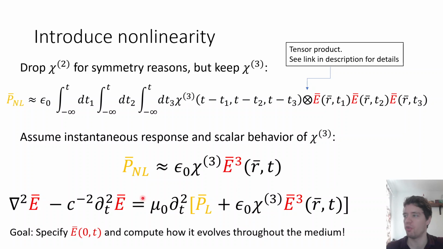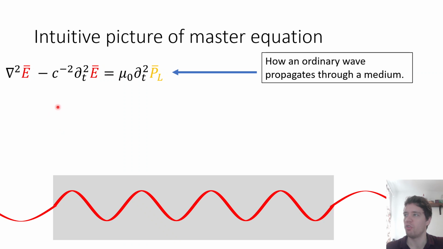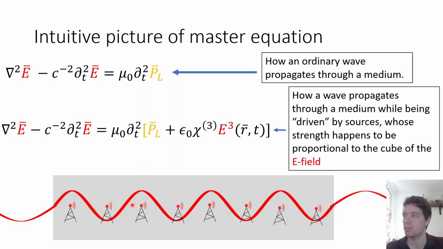So essentially our goal now is to specify some initial value of the electric field, and then see how it evolves as we propagate through the medium. Before we get into all the math details, I want to just give an intuitive picture of what this master equation is really saying. So if we have this expression right here without the nonlinear contribution, the equation would simply describe how a regular wave propagates through a medium with some refractive index, which you may have seen before in classes and whatnot. However, if we add on this nonlinear term right here, then there's a different way to think about it, or at least one that I think is very convenient.